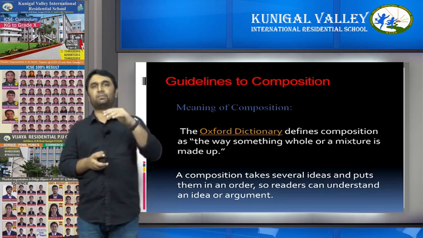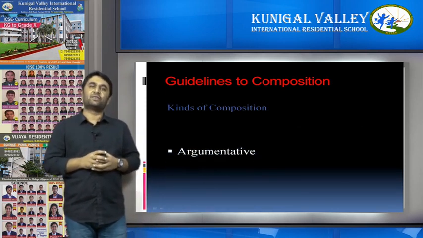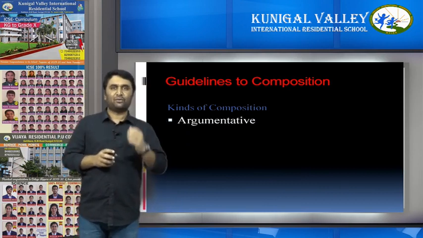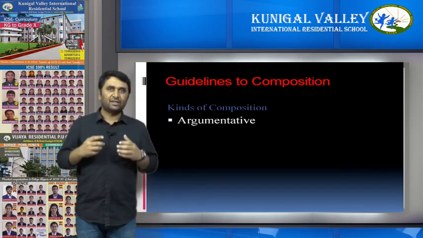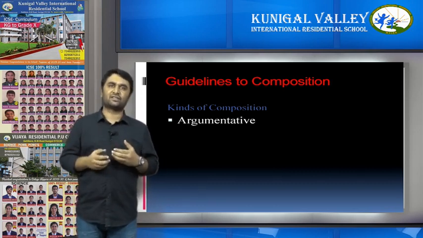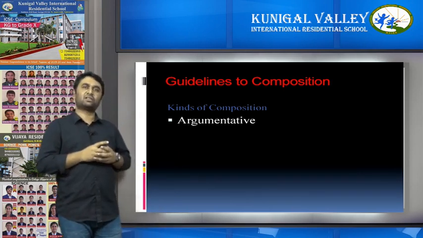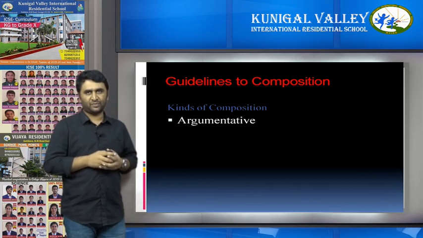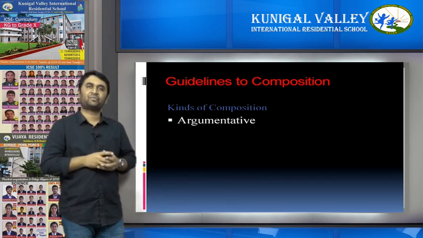Let's see what types of compositions there are. The first one is argumentative composition. Look at the meaning of the word argumentative. We will give you some topics, and the topics are basically argumentative in nature. What do you mean by argumentative? You have to discuss either for the topic or against the topic. For example, is the democratic form of government meritorious or not? So you have to take up either it is good or bad.